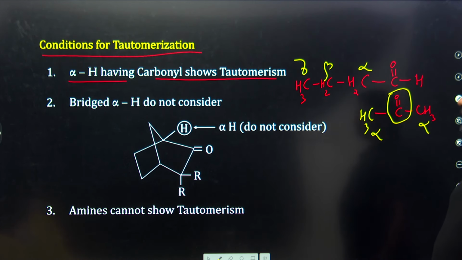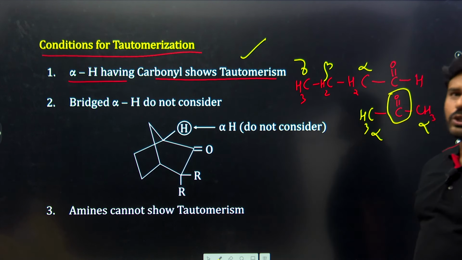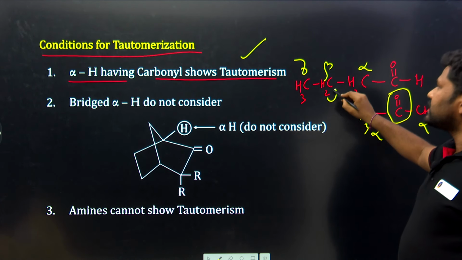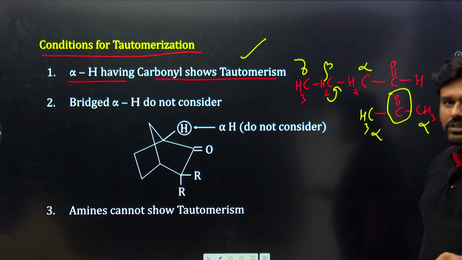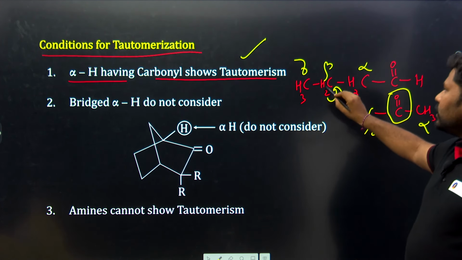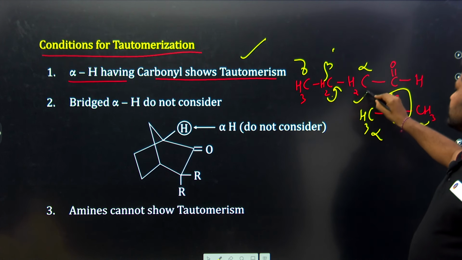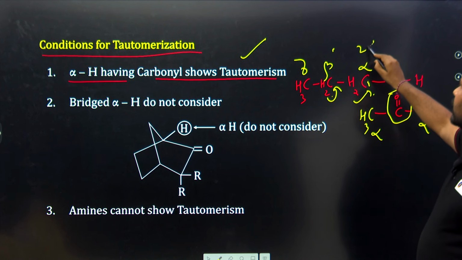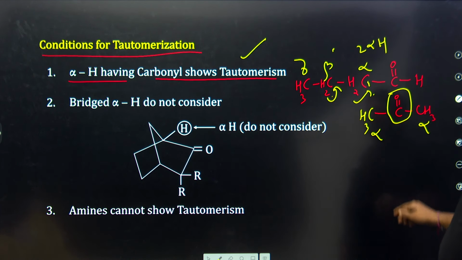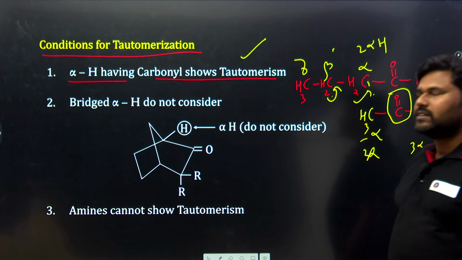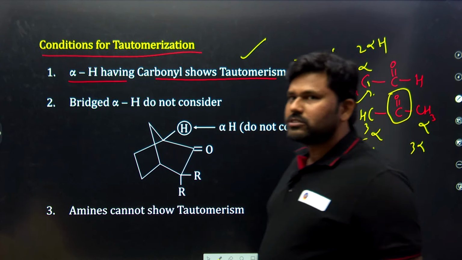These are alpha carbons. But what is the condition? A carbonyl having alpha hydrogen shows tautomerism. Alpha hydrogen means the hydrogen which is connected to the alpha carbon. Here there are 2 hydrogens on one side, and beta hydrogens further away. These are alpha hydrogens, and the carbon is the alpha carbon. Here we have 2 alpha hydrogens, here 3 alpha hydrogens, so in total 6 alpha hydrogens. So that is the alpha hydrogen story.